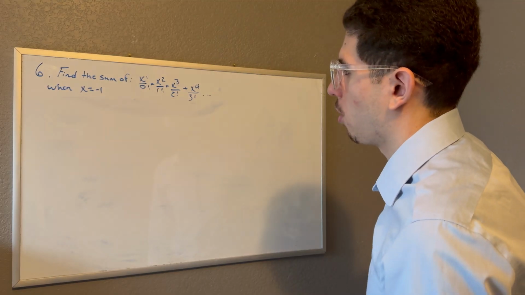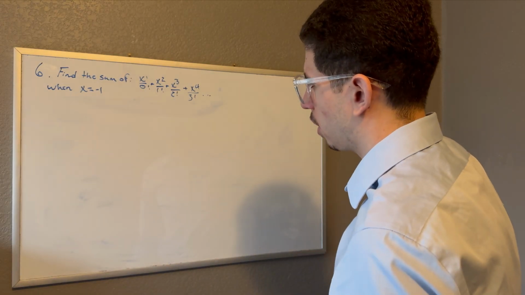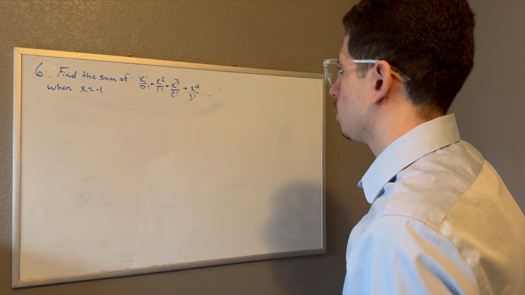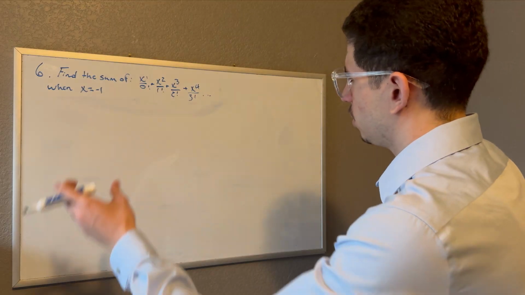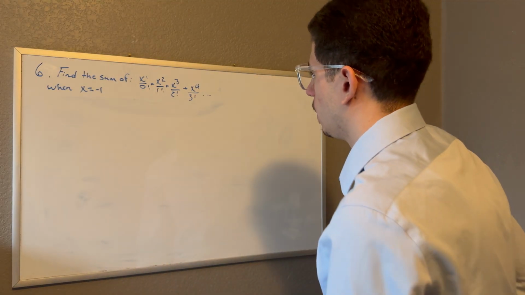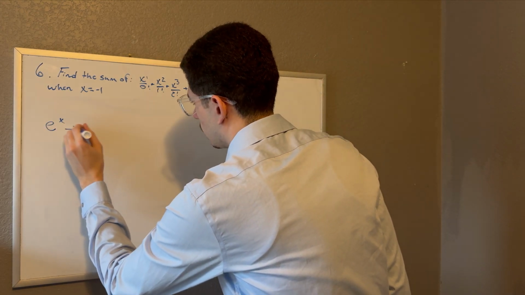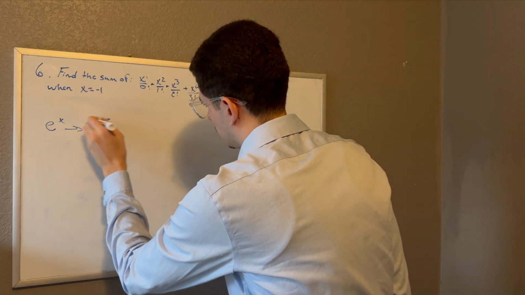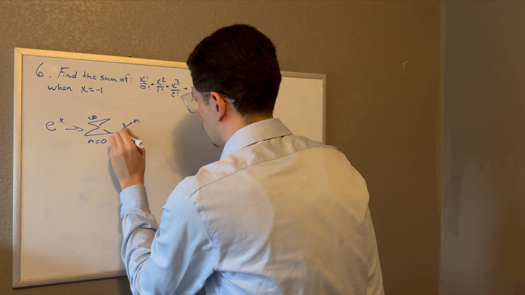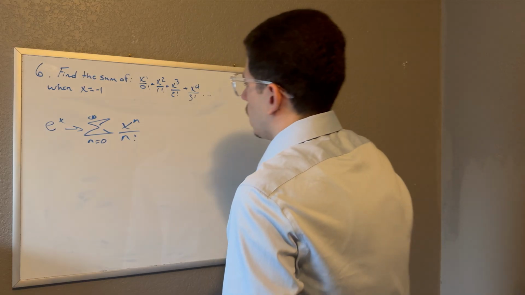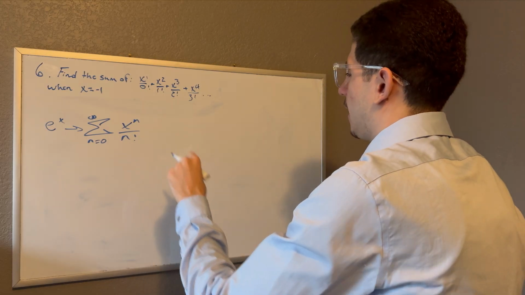Okay, let's begin at problem number 6, which is finding the sum of these terms when x equals -1. We're going to first start off this problem by finding the series for these terms, which reminds me of e to the x, the summation from 0 of x^n over n factorial. Now, it reminds me of this, but it's not that.